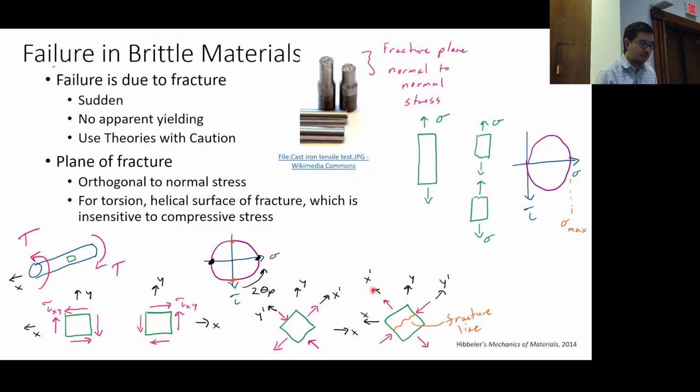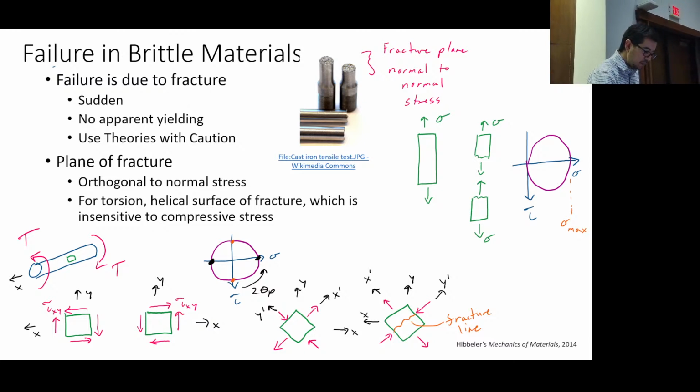All right, you see this? So if this is the x prime direction, in tension, and this is the y prime direction, however I look at it, if I've got tension in this direction and compression in this direction, do you see that it's going to break along this line? When I say this, it would break along that line. Can you see that? That's the normal stress causing it to pull apart.